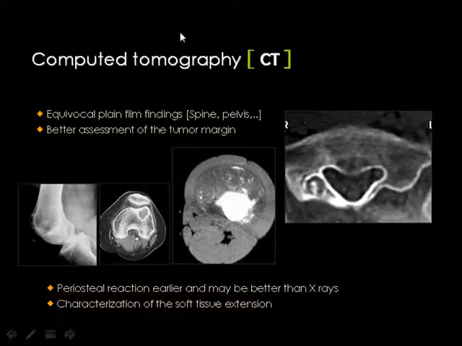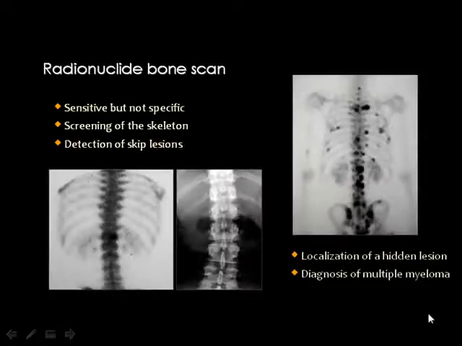Then, whenever you use CT scan, you are aiming at certain points, especially in the spine and the pelvis, where the plain film findings may be equivocal. Also, in assessment of the tumor margin, if it is sclerotic, like this osteoma and this osteoblastoma, and this tumor margin is ill-defined of an osteogenic sarcoma. Then to see the periosteal reaction and to detect the extraosseous soft tissue extension.